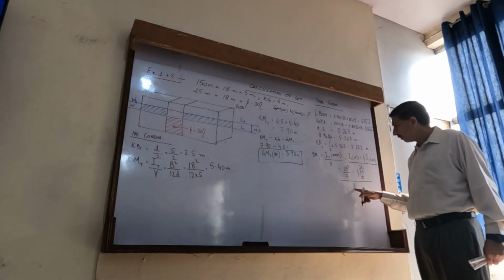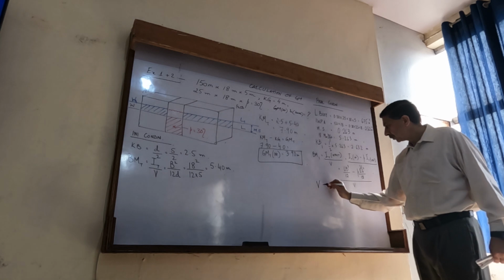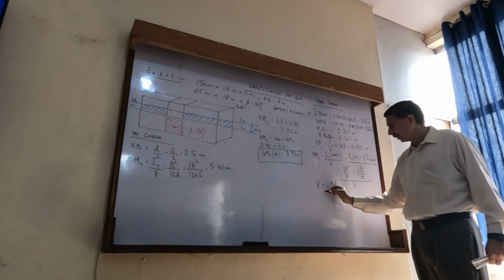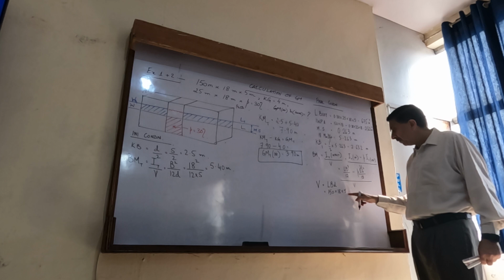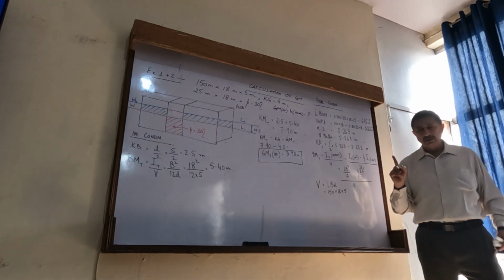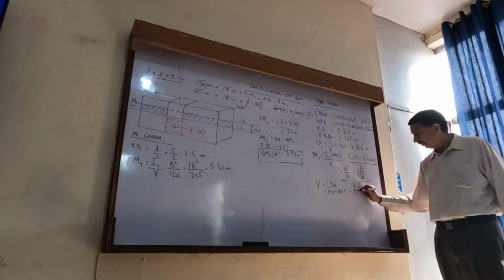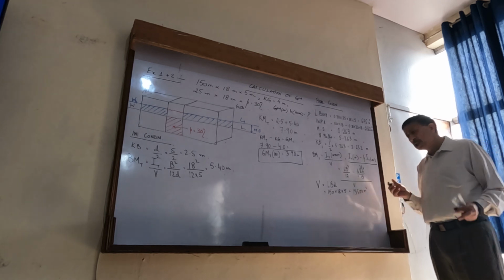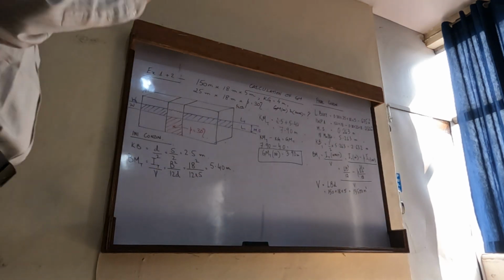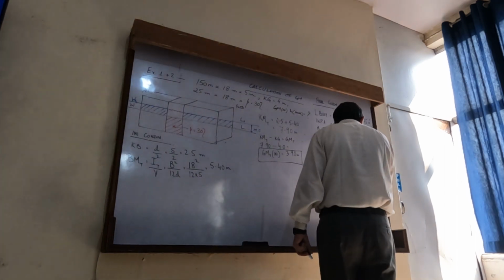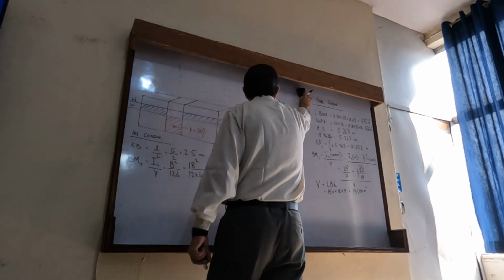Let us handle V first. Volume V: remember, V initial is equal to V final, is LBD, 150 into 18 into 5, the initial draft. Yes, sir, initial, because the volume initial is equal to volume final. This is 13,500. This is my initial volume, which will be the same as my final volume also, my basic principle. So this is my denominator. Now I come to the numerator.